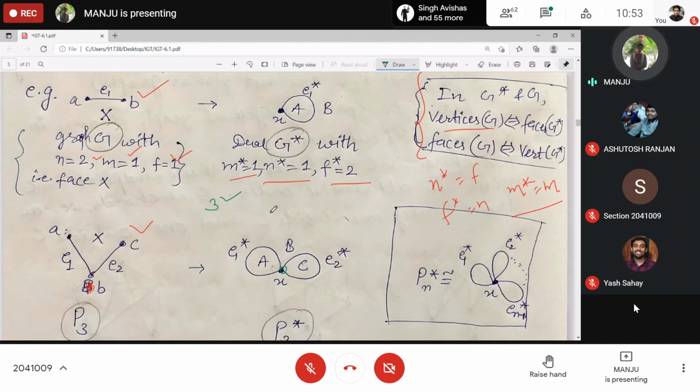In any tree, if we have a tree T of order n, how many vertices? n is the number of vertices, and m, the number of edges, will be n minus 1. Okay, and number of faces? Number of faces is 1 for a tree, because it is open, not having any cycle.